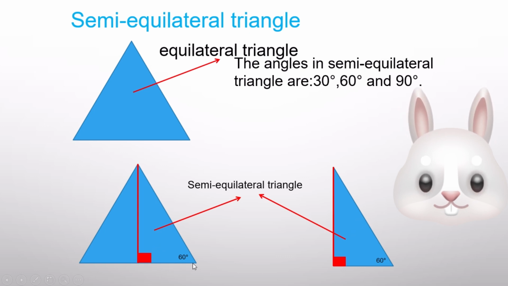The side facing the angle 30 is equal to what? To half this side. The three sides in an equilateral triangle are equal. So the side facing 30 equals what? It equals half the hypotenuse.